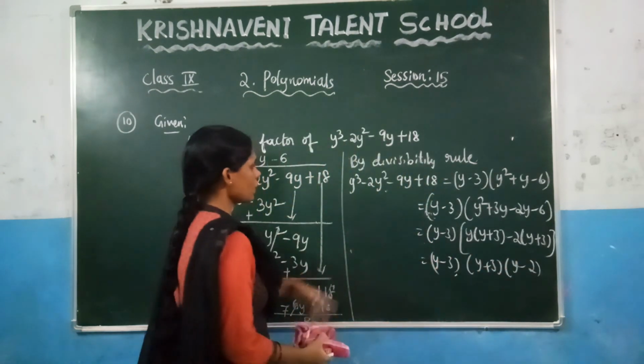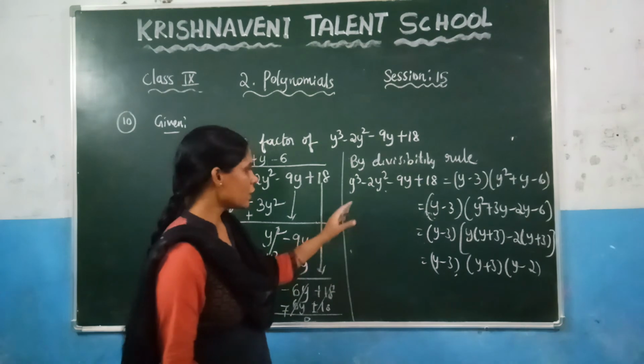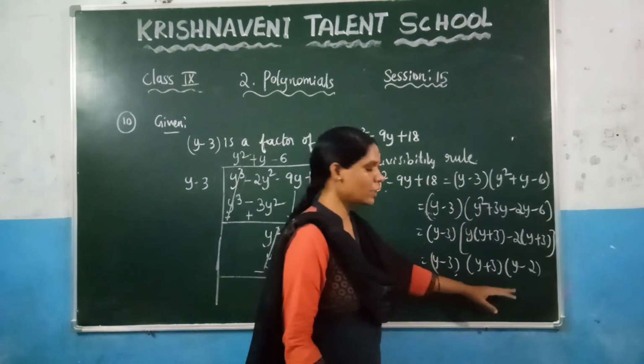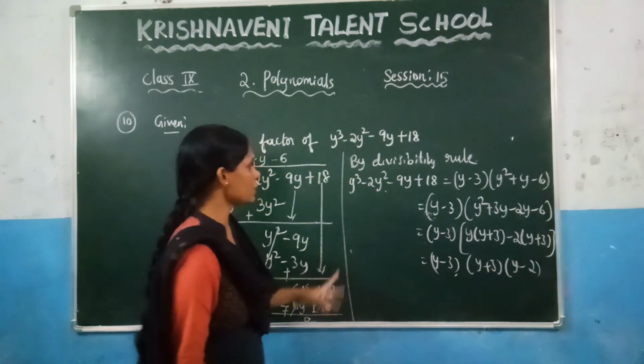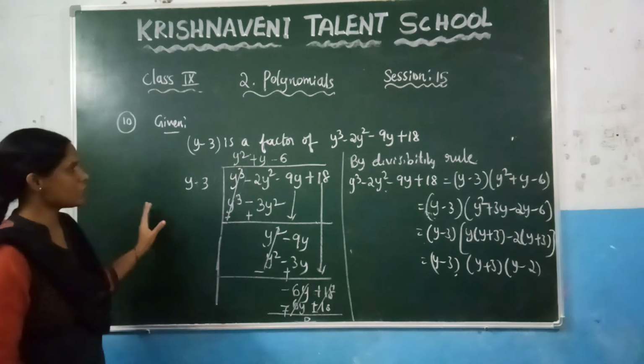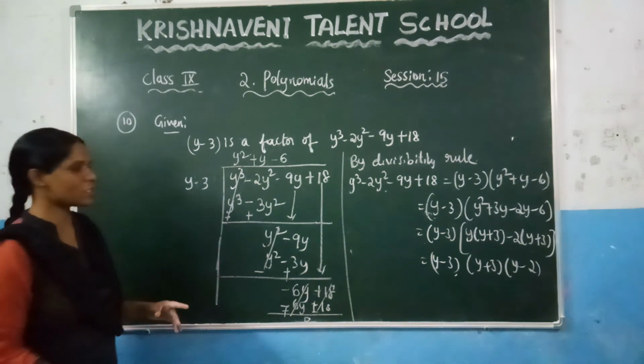So if you are given any cubic polynomial, you can write that polynomial as a product of three factors, since here the degree is 3. This section is completed. Let us see the next one.